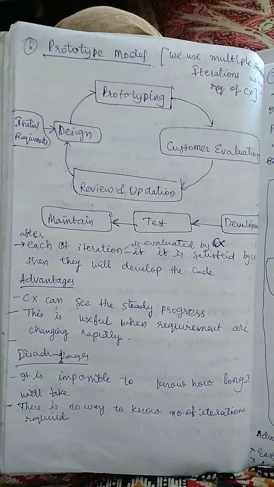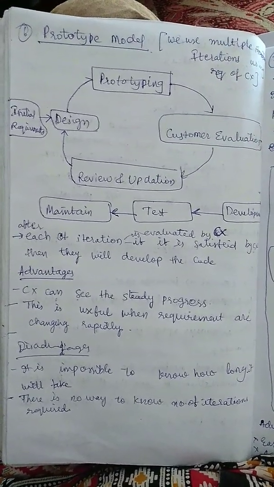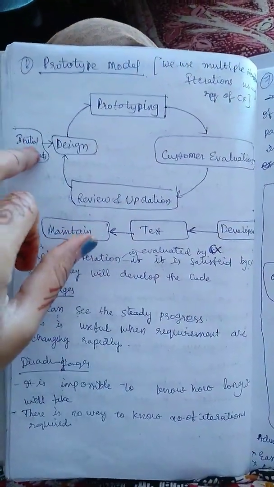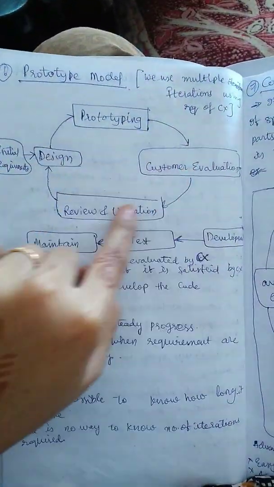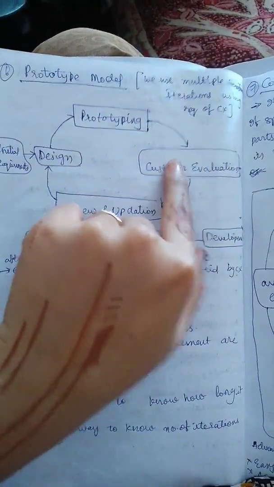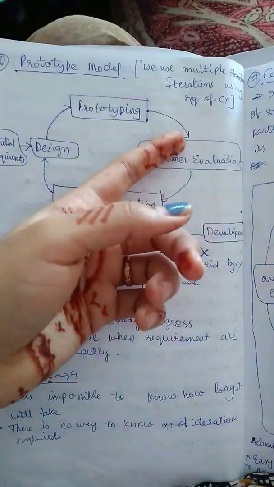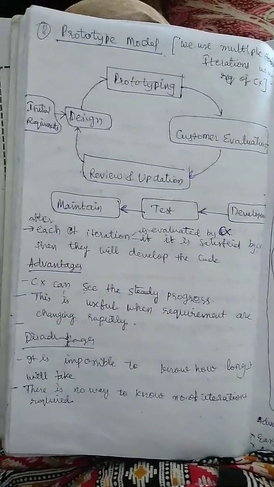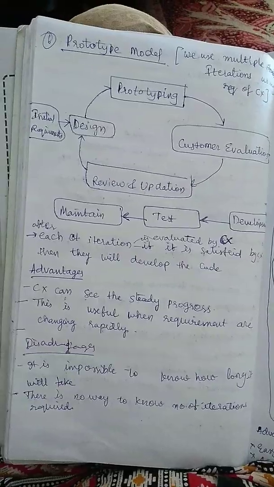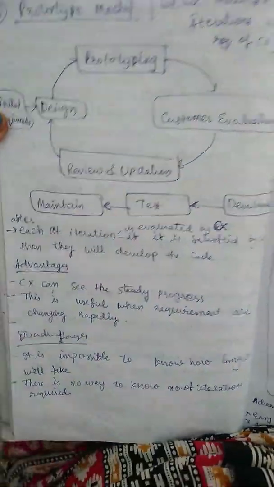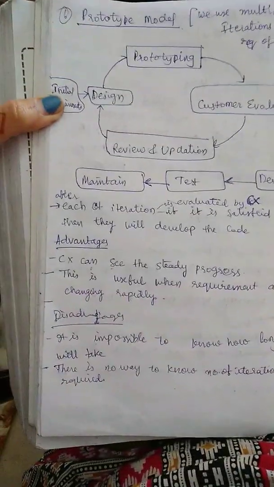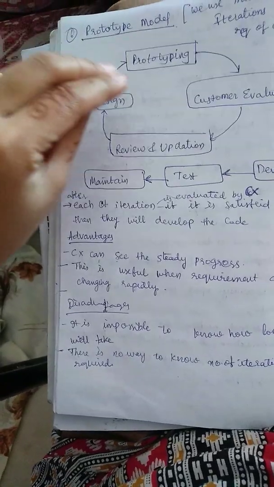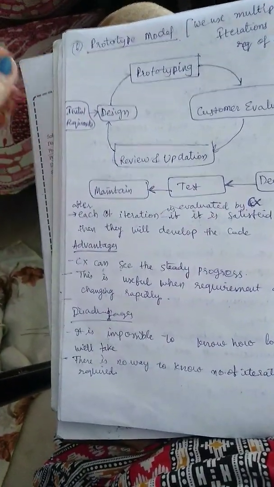Disadvantages: it is impossible to know how long it will take. It is based on the customer requirement. If he wants the final product here itself, if he wants ABC here, then it is easy to do. If he wants AB here and after that he wants to update C also, then we will do all this. So it is impossible to know how long it will take. There is no way to know the number of iterations required, right? It is just based on the customer's project and process for the prototyping model. So we cannot say how many iterations it will take.